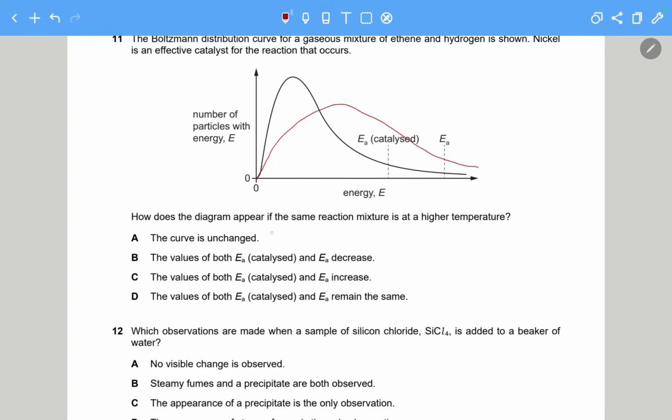The curve is unchanged. That is not true. We just showed that the curve moves to the right and its peak becomes smaller. The values of both activation energy catalyzed and activation energy uncatalyzed decrease. No, that is not true, because the activation energy is independent of temperature. The values of both activation energy catalyzed and uncatalyzed increase. Again, activation energy is independent of temperature. Last option, values of both activation energy catalyzed and uncatalyzed remain the same, and that is the correct answer.